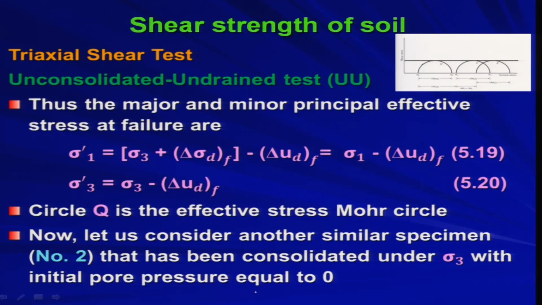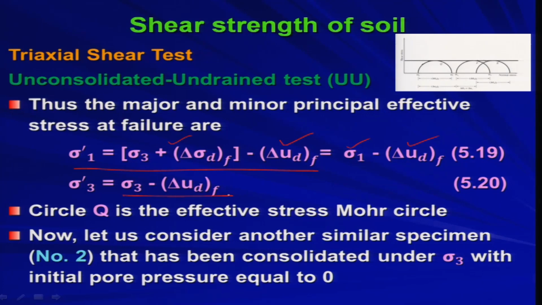Now, thus the major and minor principal effective stresses at failure are: sigma 1 prime is equal to sigma 3 plus delta sigma df minus delta UDF. Sigma 3 plus delta sigma df is nothing but the total sigma 1, the total major principal stress, minus the pore water pressure developed at failure. So sigma 1 minus delta UDF is your sigma 1 prime, whereas sigma 3 prime is sigma 3 minus delta UDF. We have already discussed this.